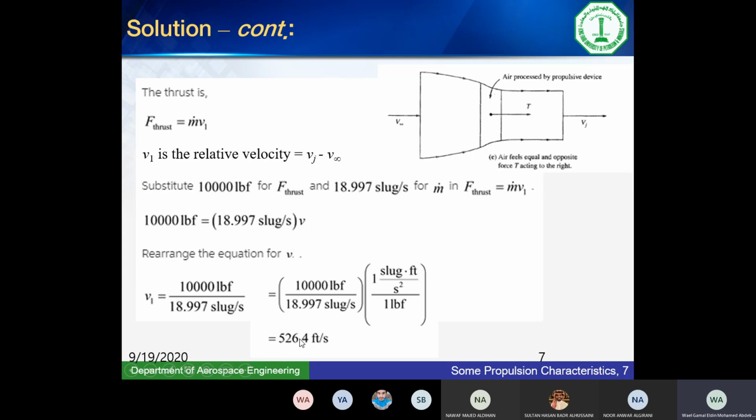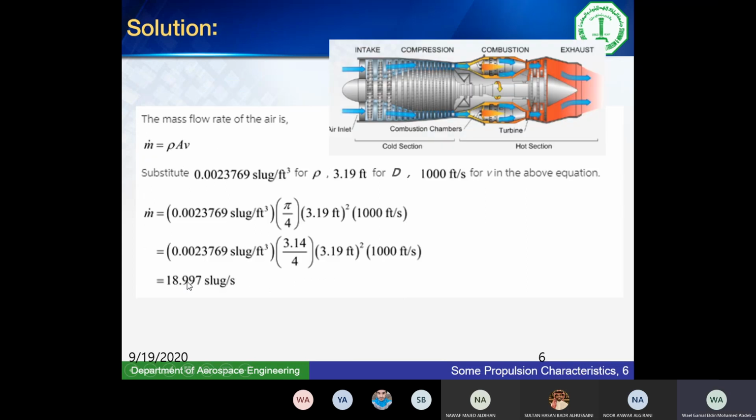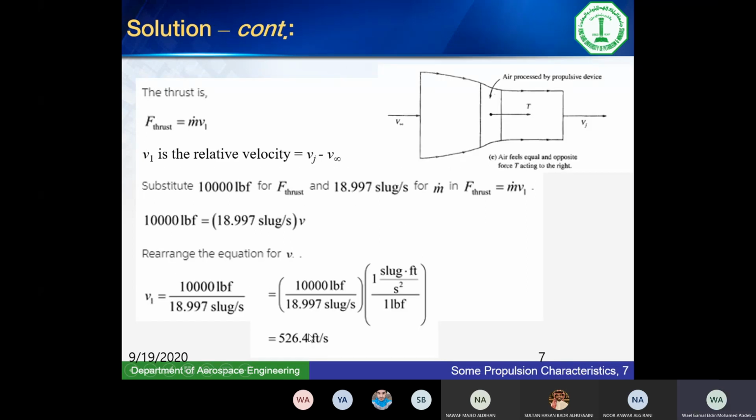Any questions for the first part of the problem? First part, find the increase in the speed. We found m dot, we found from the thrust, we found the increase in the speed. Okay. The second part says, what is the propulsive efficiency?